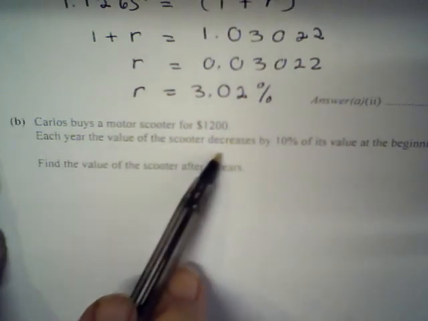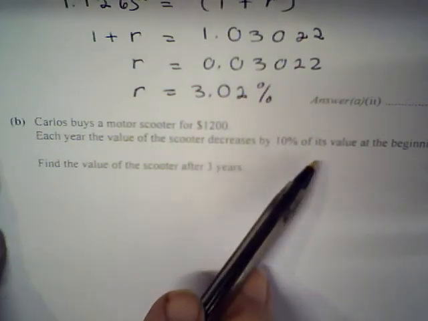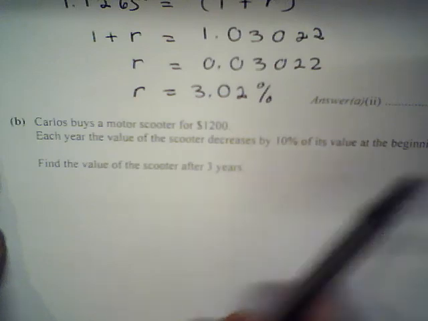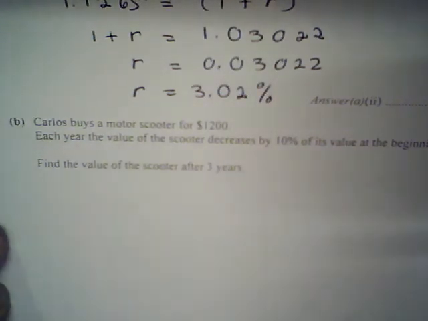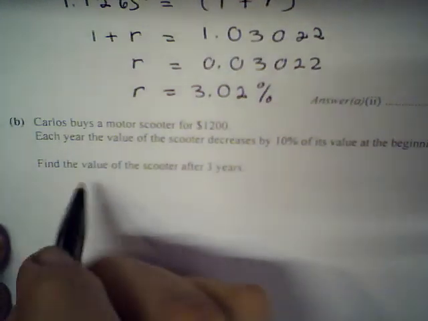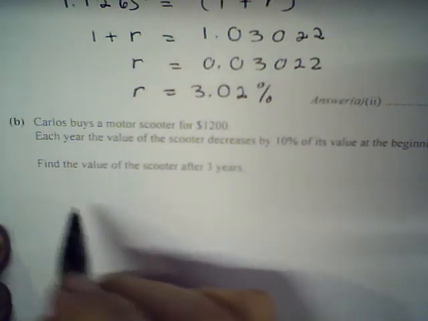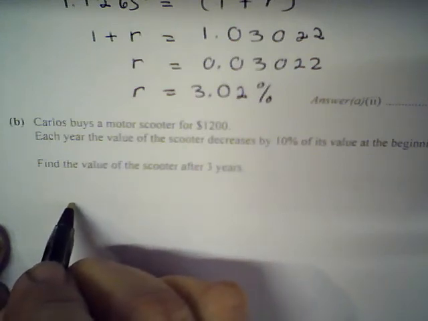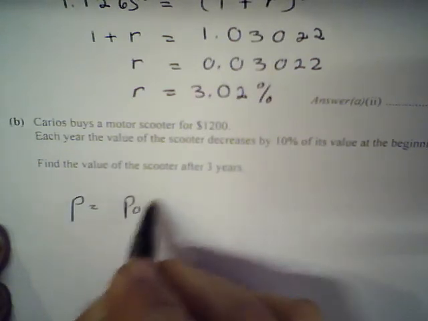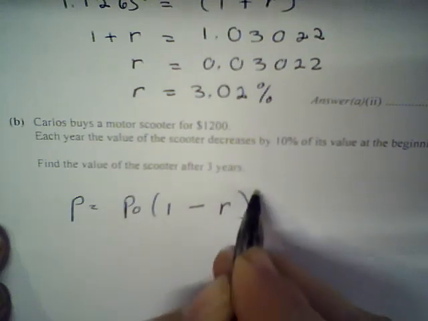Okay, good. So Carlos buys a motor scooter at $1,200. Each year the value of the scooter decreases by 10% of its value at the beginning of that year. Find the value of the scooter after 3 years. So this is also compound interest, but it is compound loss, or decreasing in value. So P equals P0 times (1 minus R) to the power T.